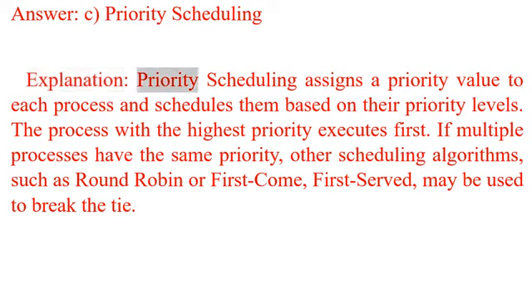Explanation. Priority scheduling assigns a priority value to each process and schedules them based on their priority levels. The process with the highest priority executes first. If multiple processes have the same priority, other scheduling algorithms, such as round robin or first come, first served, may be used to break the tie.